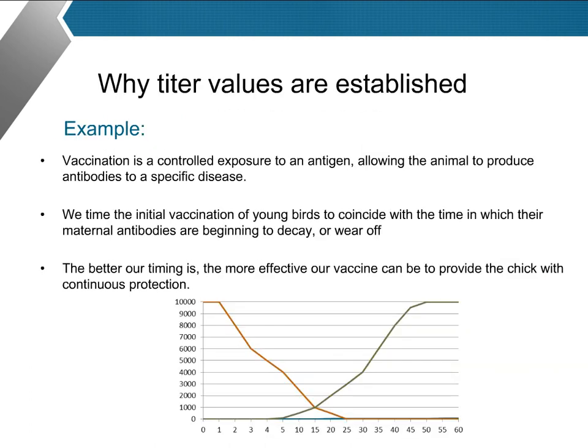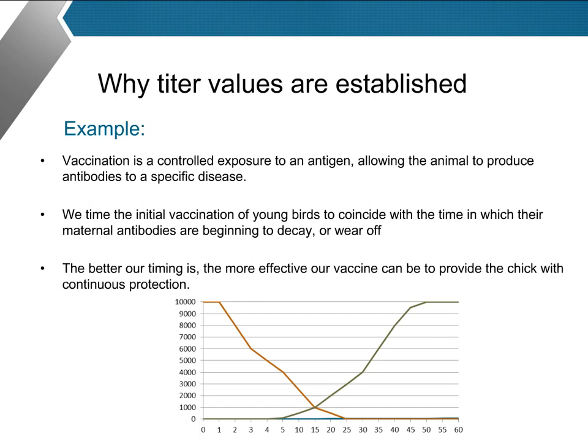Now that we understand how antibodies are generated, let's correlate these to titer levels. I think the best way to go about this is to look at an example of an ideal time to vaccinate a young chick. So a vaccination is a controlled exposure to an antigen, allowing the animal to produce antibodies to a specific disease without the risk of getting sick.